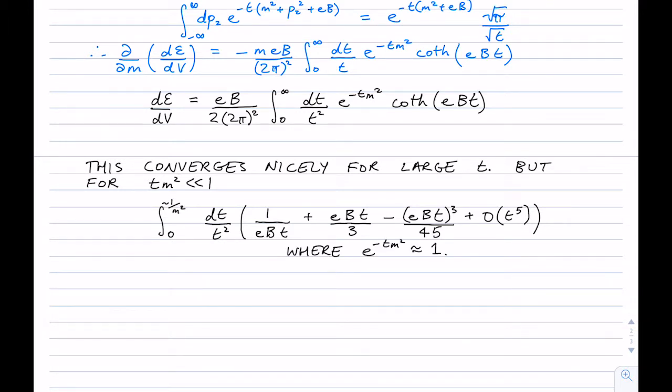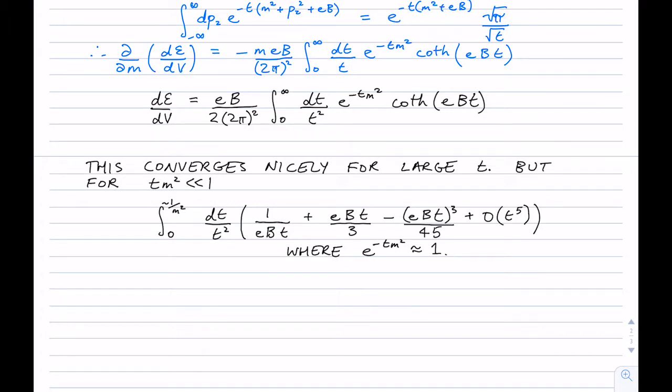So when I look at this integral, I see that the first term and the second term both diverge for small values of t. They both lead to infinities. The first one goes as 1 over t cubed, so when I integrate it, it will be 1 over t squared. The second term is 1 over t, so when I integrate that, it's going to go as log t. And so as t goes towards 0, they're both going to diverge.